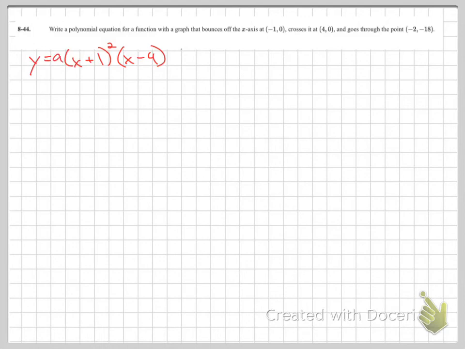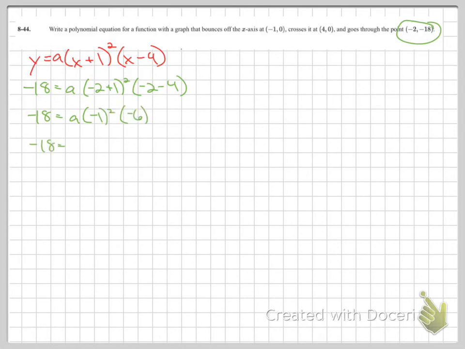So right now we have y equals a in front of this. This is the point I keep making green for some reason. So negative 18 equals a, x is negative 2. So negative 18 equals a times this is negative 1 squared. This is negative 6. Negative 1 squared is positive 1 times negative 6. So this is negative 18 equals negative 6a. A is going to equal 3. So y equals 3, x plus 1 squared, x minus 4.